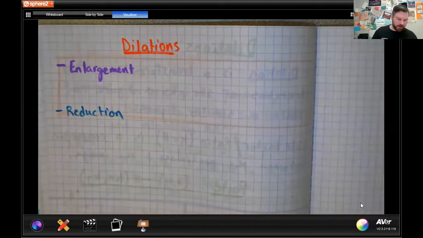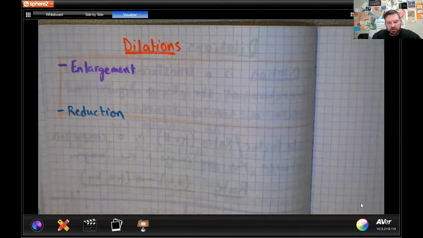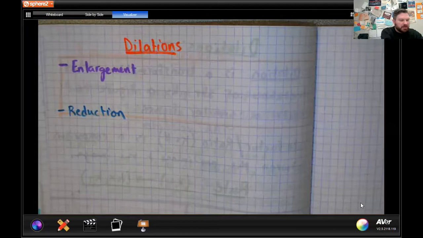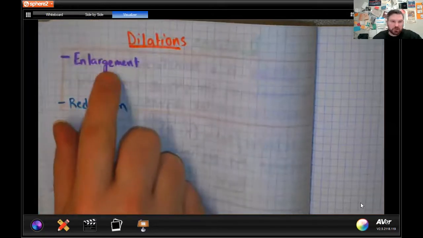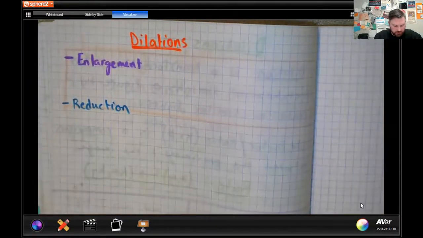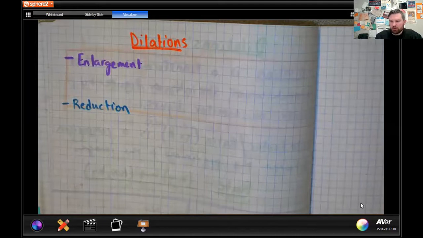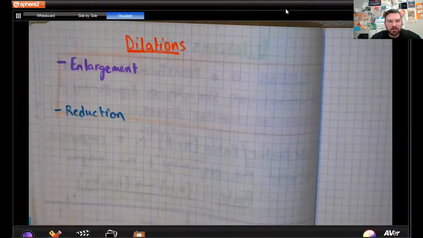While you do some simple dilations, I want you to think about what kind of numbers will give me an enlargement and what kind of numbers will give me a reduction. We will look at those the next time we meet. So you'll have some practice here on dilation, and then I'll see you in the next lesson.